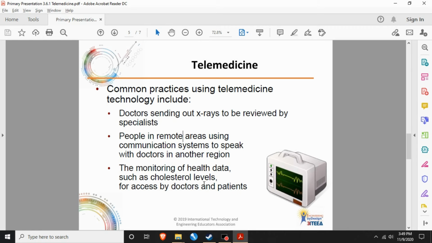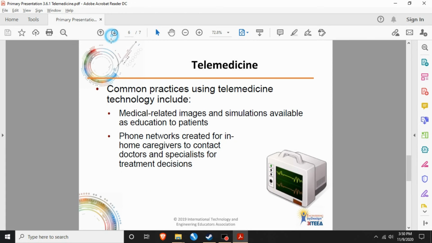Another one that I personally experienced is that I had to wear a monitor for a little while, and every day at the end of the day I would call a telephone number, and I would press a particular button on the monitor, and it would play noise into the phone, and that noise was essentially a fax transmission that would then print out at the doctor's office for them to review the next day.